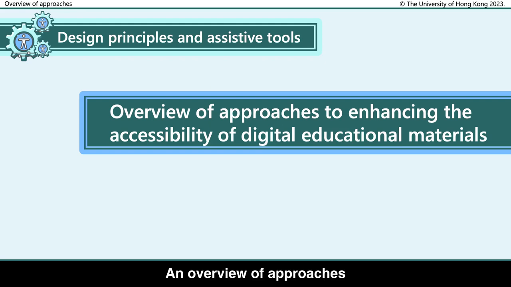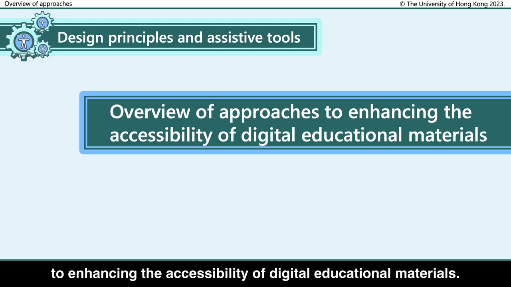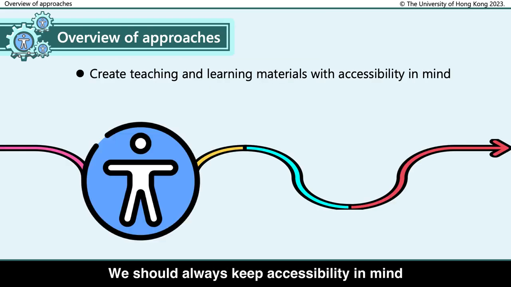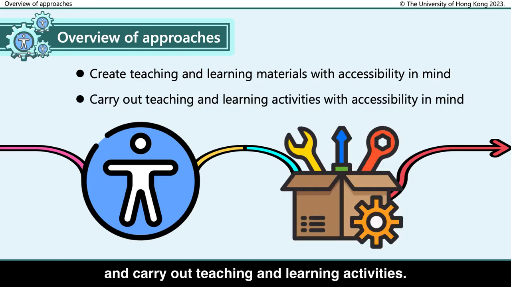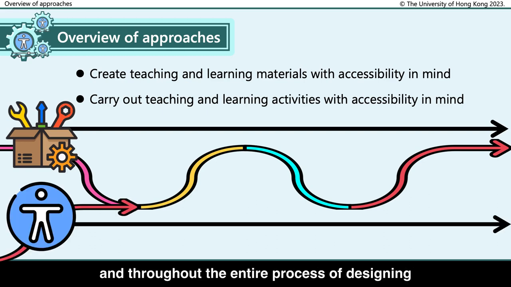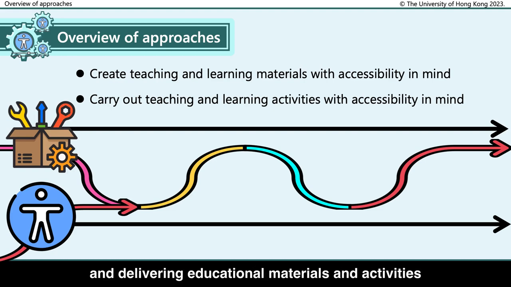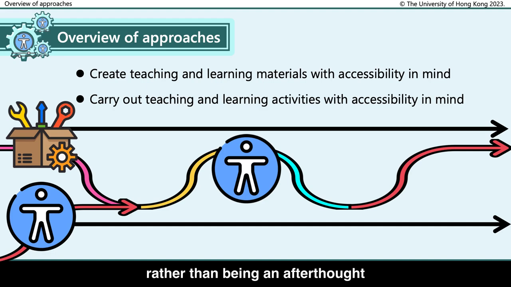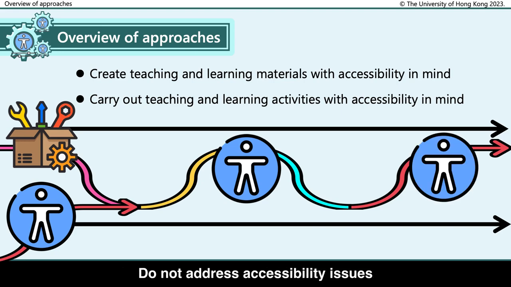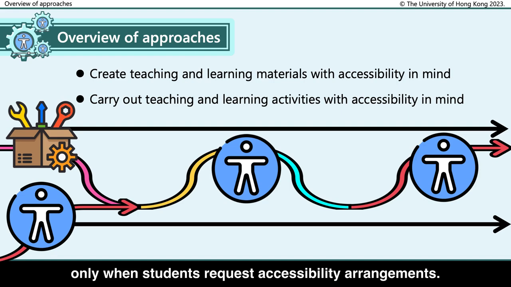An overview of approaches to enhancing the accessibility of digital educational materials. We should always keep accessibility in mind as we create teaching and learning materials and carry out teaching and learning activities. We should always proactively consider accessibility from the beginning and throughout the entire process of designing and delivering educational materials and activities, rather than being an afterthought, regardless of whether any students approach you with request for accessibility arrangements. Do not address accessibility issues only when students request accessibility arrangements.